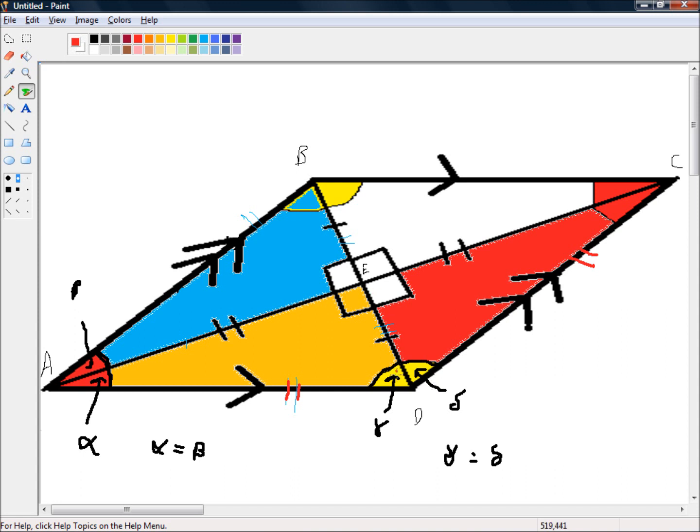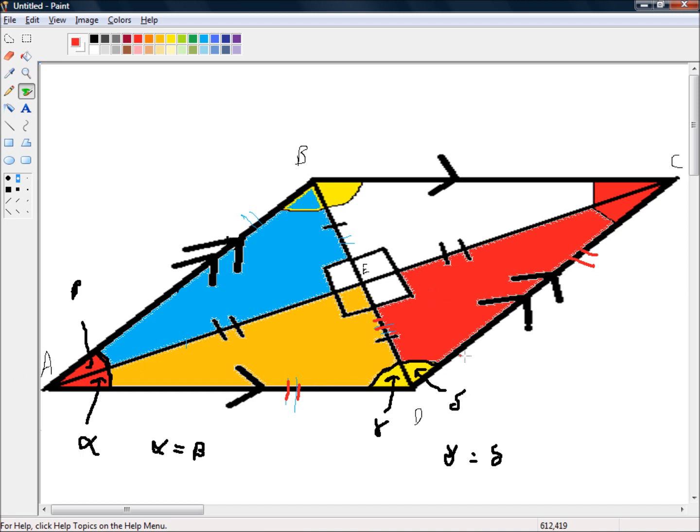Now this length ED is shared by both triangles, and therefore this length is also exactly the same for both triangles. And we can say that length AE is the same as length EC, because we know that length BD is a perpendicular bisector. That is to say, it chops length AC exactly in half. So AE is equal to EC, which are both exactly half of length AC.